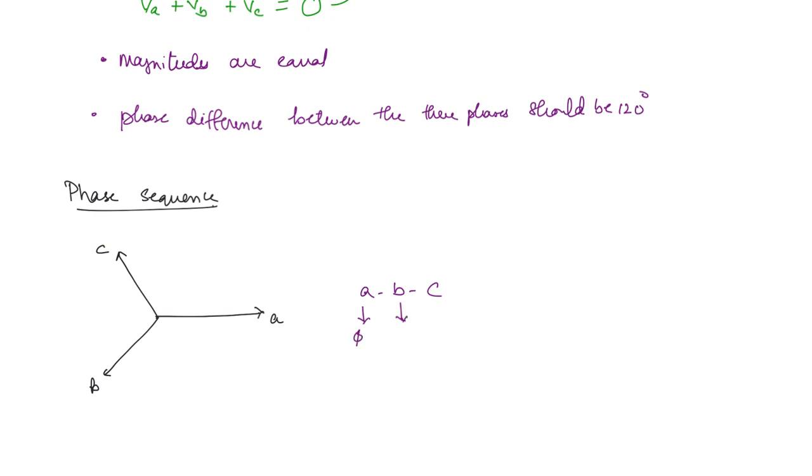Then this means that B will be lagging A by 120 degrees. So that means phi minus 120 degrees. And finally C is going to be phi minus another 120 degrees lagging, that means lagging B by 120 degrees. So you can either write it as phi minus 240, or minus 240 is nothing but plus 120, so you're going to write phi plus 120 degrees. So the phase sequence will give you an idea about which one is lagging, which one is leading.